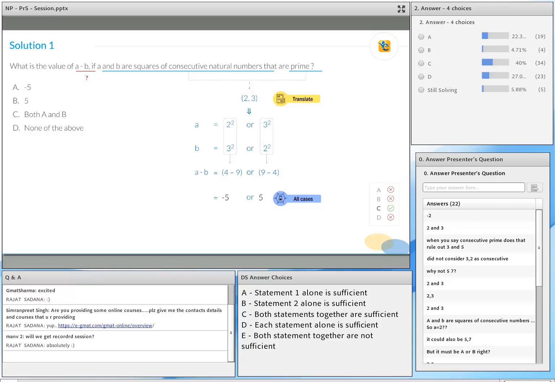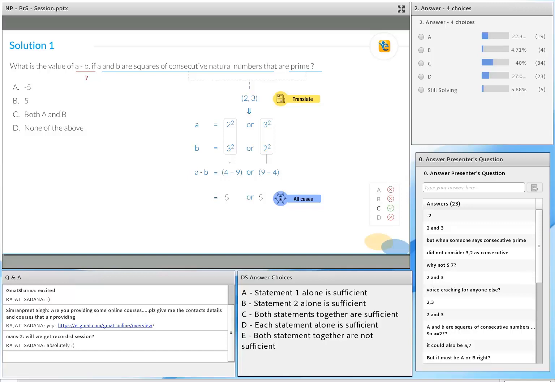Consecutive natural numbers are 1, 2, 2, 3, 3, 4, 4, 5, right? But these consecutive natural numbers also need to be prime. So 2, 3 are the only consecutive natural numbers that are prime. That's why 2, 3. 5, 7, they are not consecutive natural numbers. So first you have to apply the condition that they have to be consecutive, and then you apply the condition that they are prime. So that is the issue.